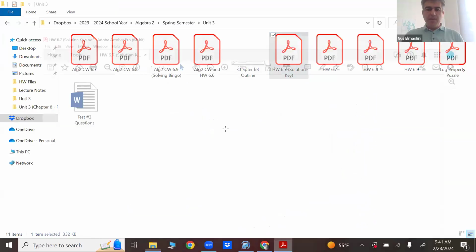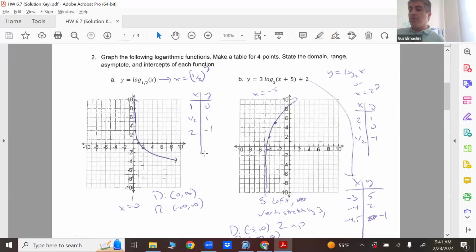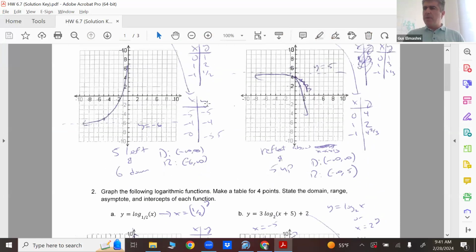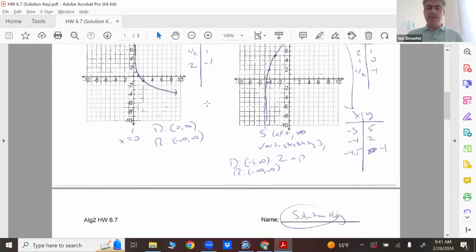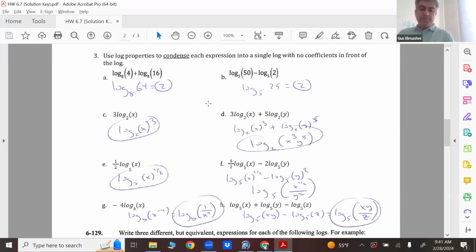Let's look at the solutions again. So yeah, that will be a test question for sure. Just telling you right now. Any other questions about the first page? No? All right. Let's look at page 2, number 3.